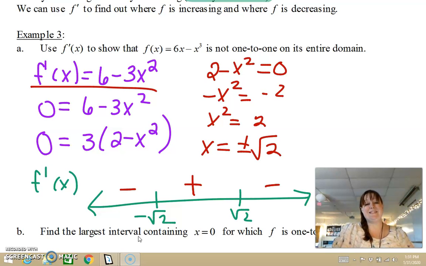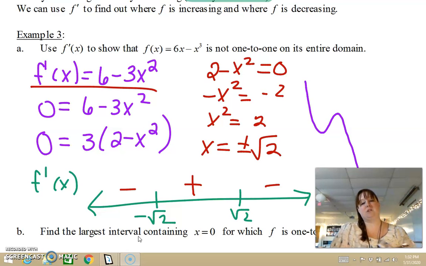So, is this a one-to-one function? Nope, because we don't know exactly what it looks like without doing a little curve sketching. But think about it. It's decreasing, then it increases, and then it decreases again. So it definitely cannot be a one-to-one function. It wouldn't pass the horizontal line test.